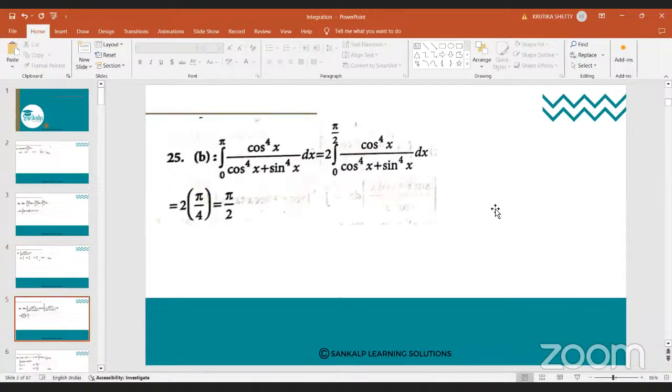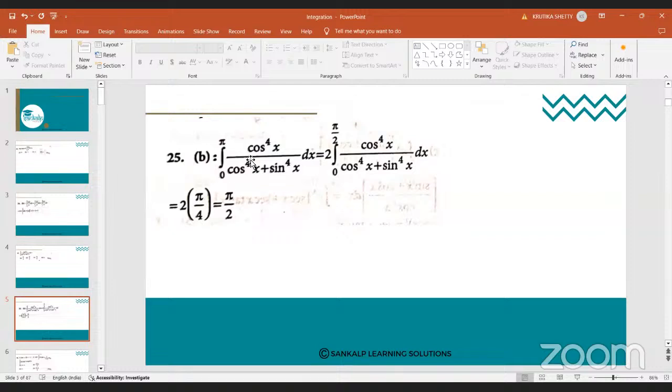Here we are applying the property. So you can write the integral from 0 to pi as 2 times the integral from 0 to pi by 2 of cos raised to 4x upon cos raised to 4x plus sin raised to 4x dx. When we simplify this, we get 2 into pi by 4, which is equal to pi by 2.